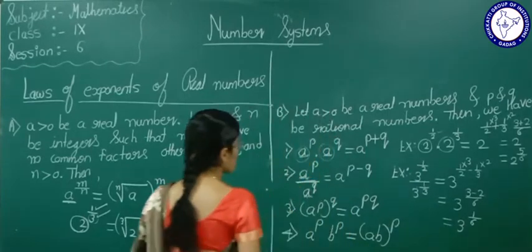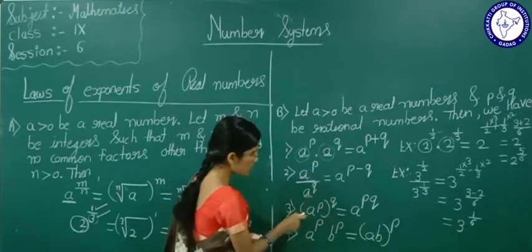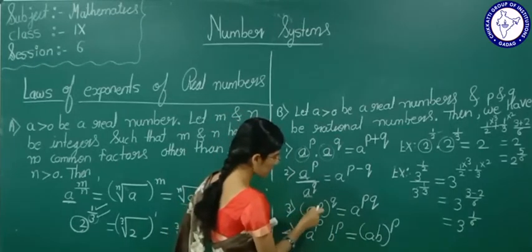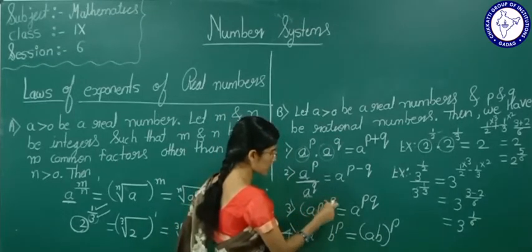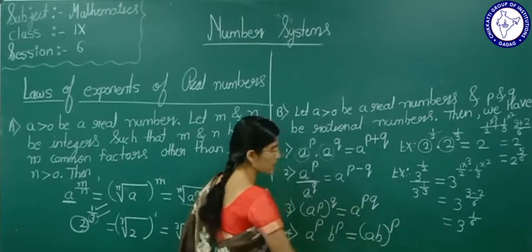Next, the third law tells us that a raised to p, whole raised to q, is nothing but a raised to pq.